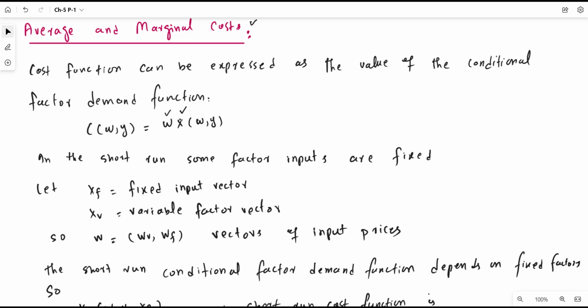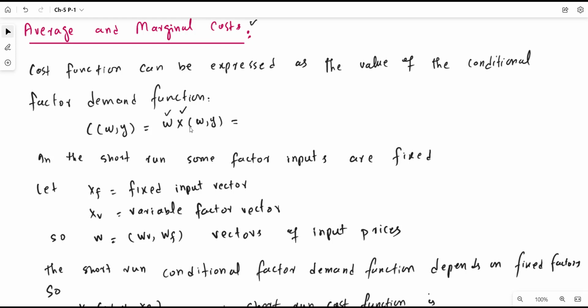So this is the amount of factor input, and this is the respective price factor. If we multiply the amount of factor input by its respective prices, we get the total cost of the firm. But what we should note is this is the conditional factor demand. So it means that this is the cost minimizing bundle of factor inputs, and this is the respective price factor.